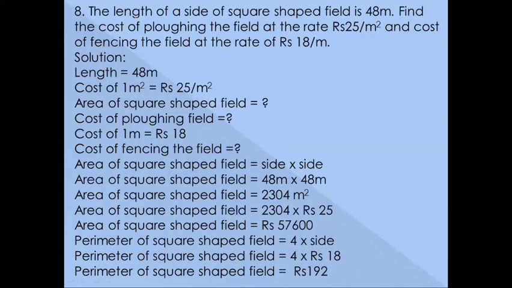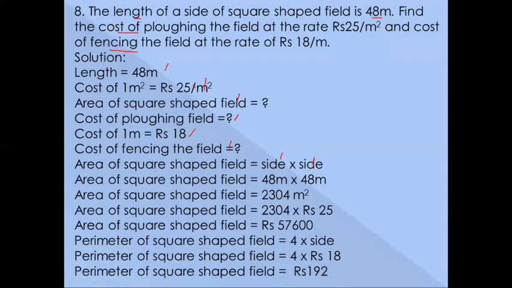Here we are given the length. Okay, length is equal to 48. Dear students, we have to find the cost of plowing a field at the rate of rupees 25 and the cost of fencing. Here length is 48. Here the cost of 1 square meter is rupees 25. Now the area of the square field we have to find. The cost of 1 meter is rupees 18. Now for the cost of fencing we will find the perimeter side by side.